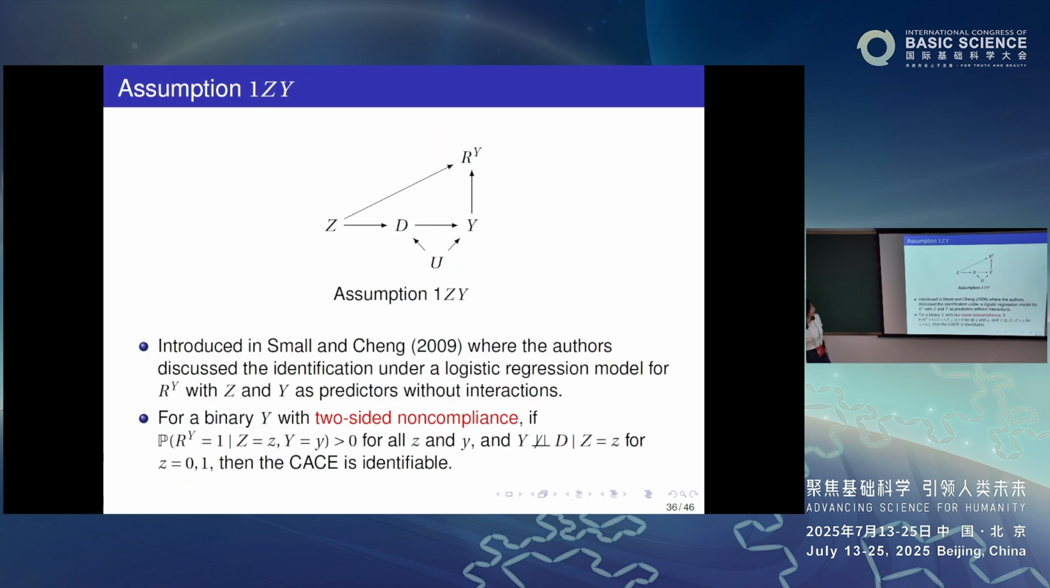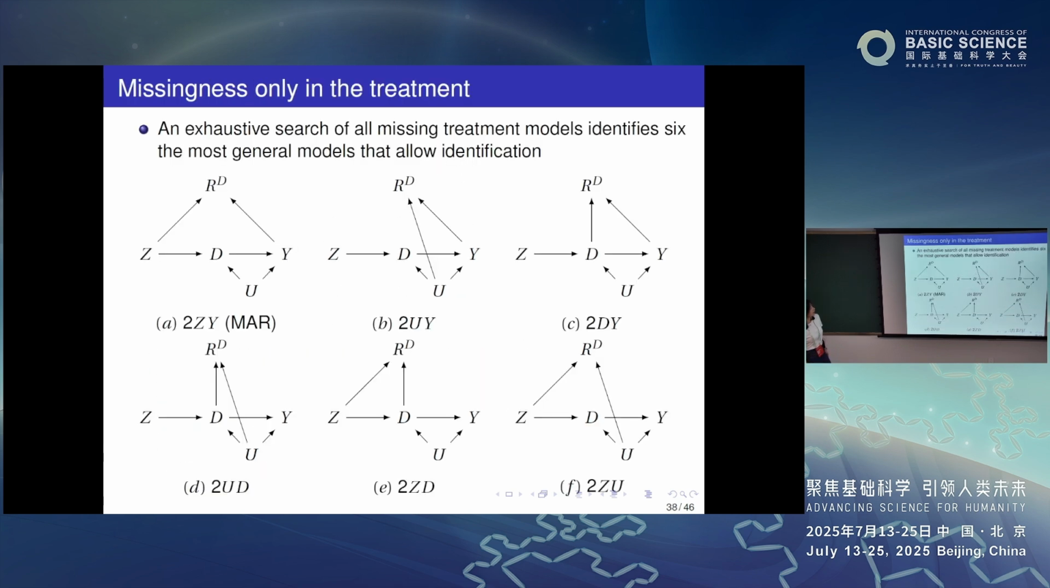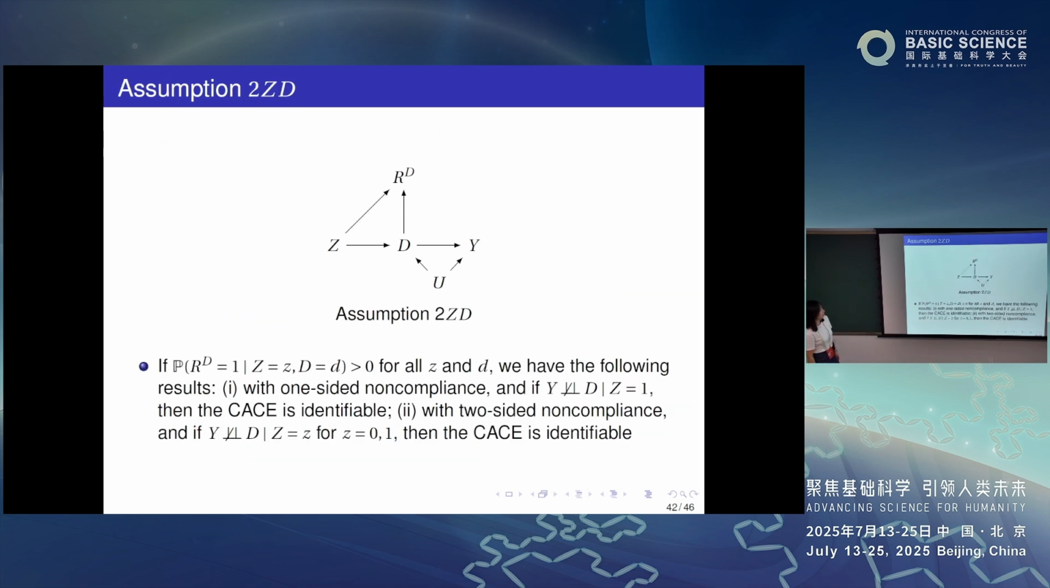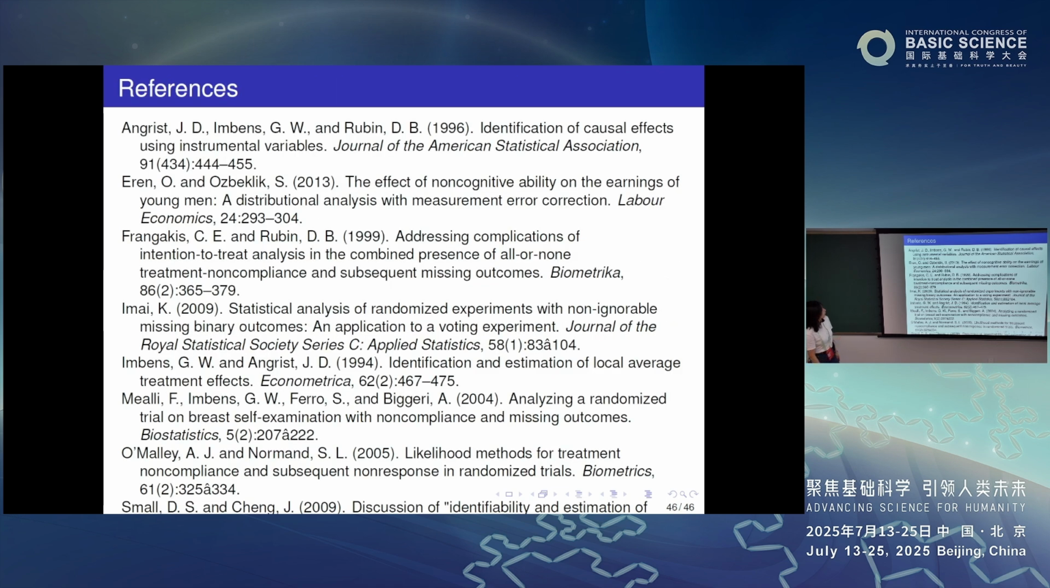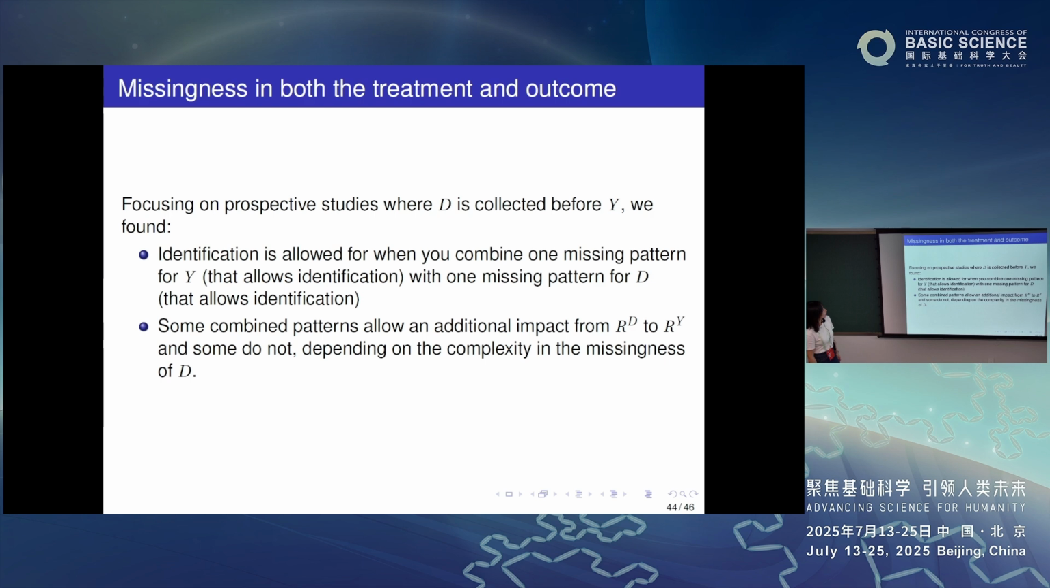Similarly, we conducted an exhaustive search for the missingness in D, and we figured out those are the 6 setups where we allow identification. And further, we extend the results to scenarios where both D and Y are missing. So this is basically what we did in this paper. If you're interested, you can search for it on arXiv. Okay, thank you. That's all about my talk.